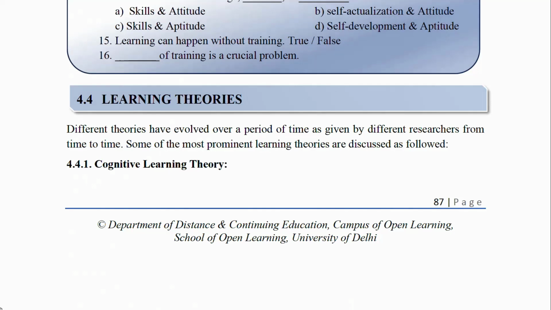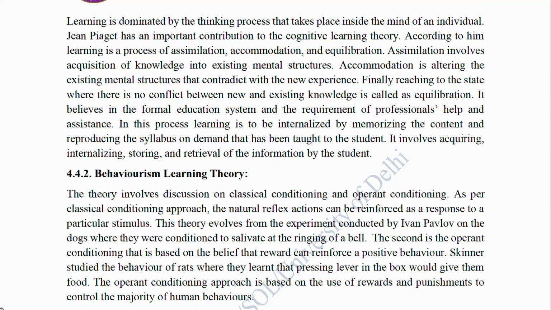4.4 Learning theories. Different theories have evolved over a period of time as given by different researchers from time to time. Some of the most prominent learning theories are discussed as follows. 4.4.1 Cognitive learning theory. Learning is dominated by the thinking process that takes place inside the mind of an individual. Jean Piaget has an important contribution to the cognitive learning theory. According to him, learning is a process of assimilation, accommodation, and equilibration.